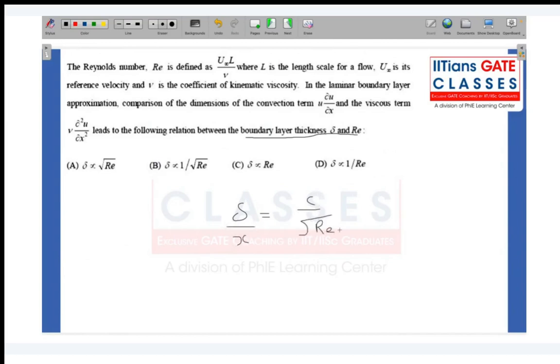So in this case, the right option is that your delta is directly proportional to 1 by root of the Reynolds number. So option B is the right one.